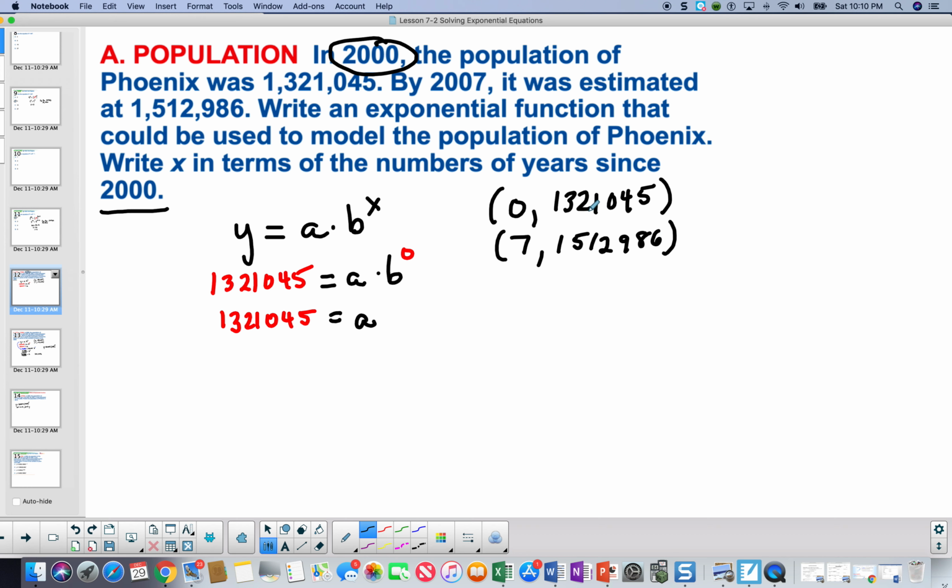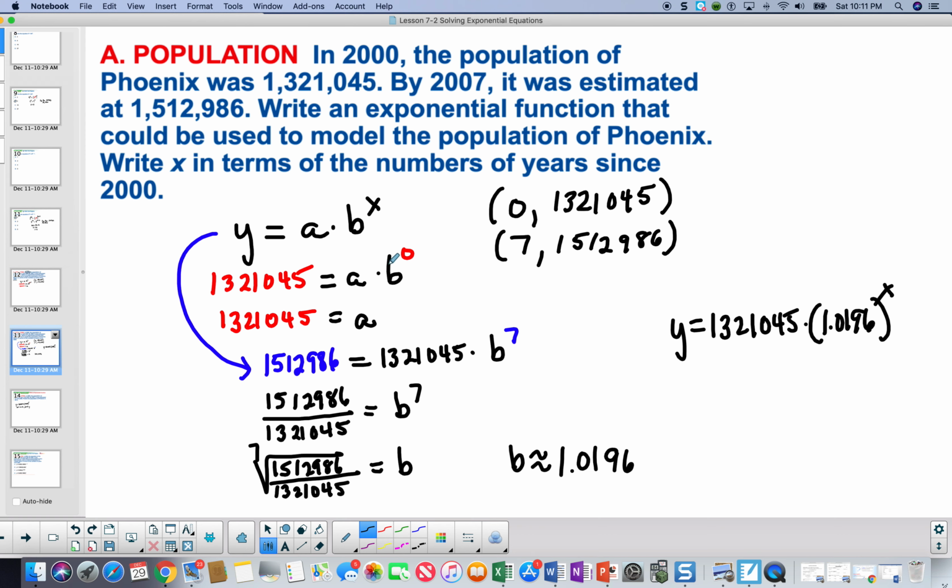I'm going to take this point and substitute it in. I put 0 in for x and this in for y. And remember that this just becomes 1. And so A is that. Now a lot of you can actually just look at this initial condition and put it right here without going through all this work. Now the next step is to take this equation and substitute the next point in.